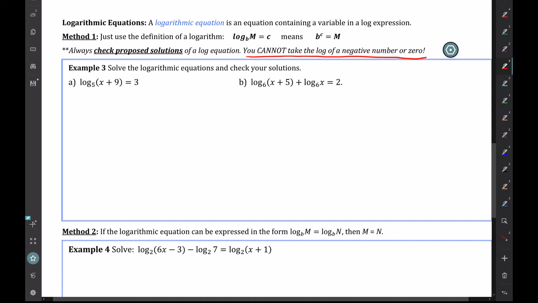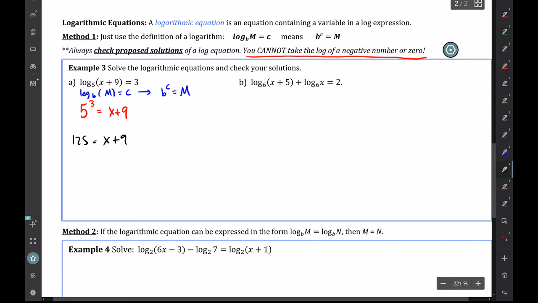So for this first one, what you do is you just replace log base b of m equals c with b to the c equals m. So in this case, we have 5 to the third equals x plus 9. Right? So I'm taking log base b of m equals c, and I'm changing it to b to the c equals m, where m is x plus 9 and c is 3. Okay, so that is now 125 equals x plus 9.